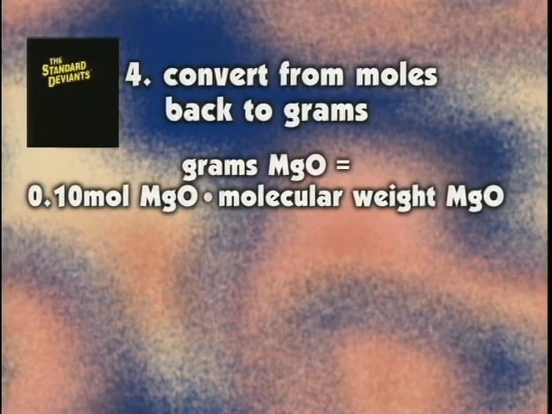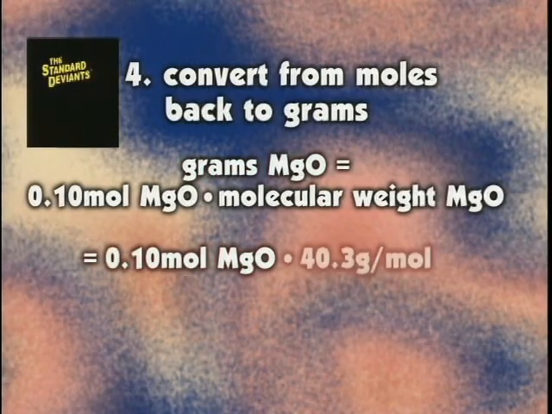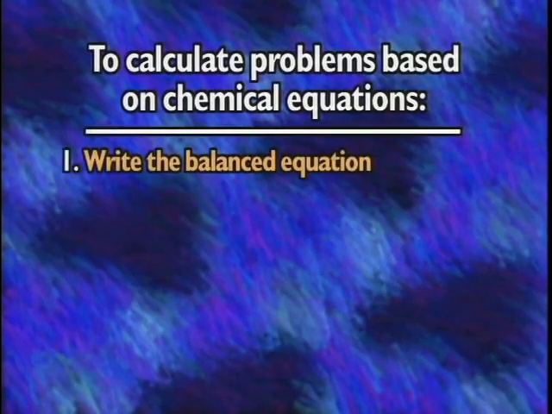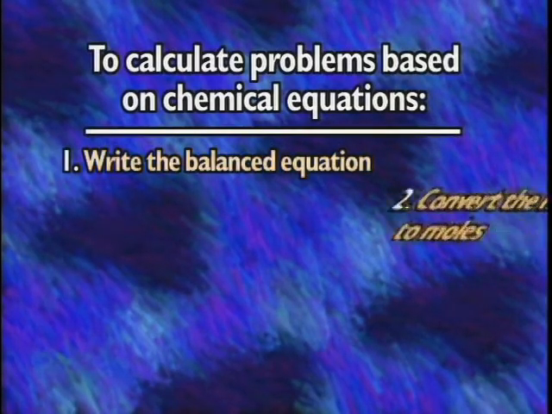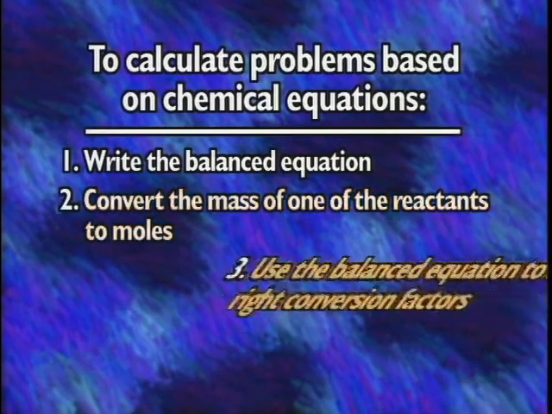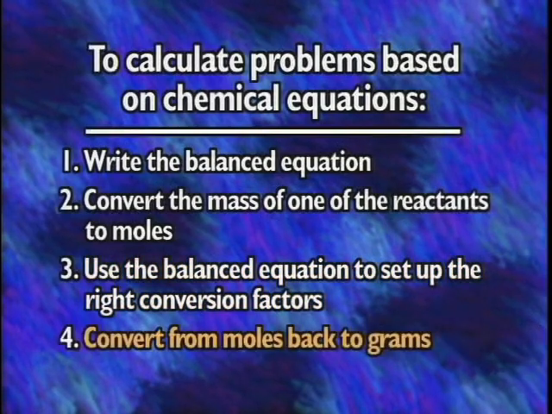Now let's find the mass in grams of MgO. 0.1 moles of MgO times 40.3 grams per mole equals 4.0 grams of magnesium oxide. Step 1. Write the balanced equation. Step 2. Convert the mass of one of the reactants to moles. Step 3. Use the balanced equation to set up the right conversion factors so you can find the number of moles of other stuff you have. And step 4. Convert from moles back to grams.